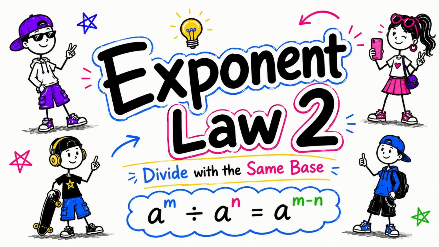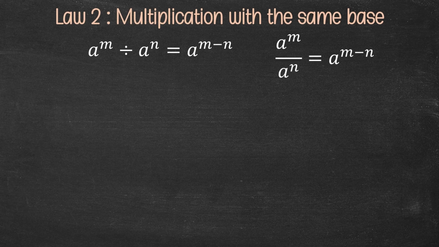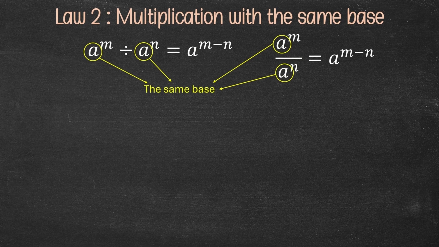Let's move on to exponent law number 2, where we divide with the same base. Now law 2 says that a to the power of m divided by a to the power of n equals a to the power of m minus n. It can also be written like this. Now this law says when we divide powers with the same base, we subtract the exponents.